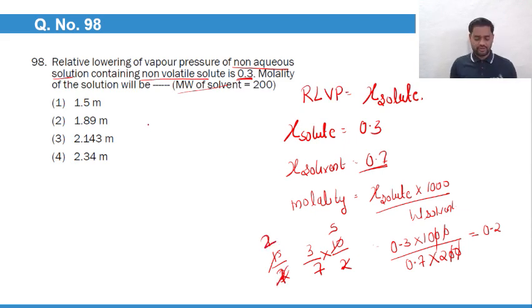Something around 2. So the right answer will be what? Something around 2. It is more than 2 as a matter of fact. That's why we have not taken 1.89, we have taken more than 2 value. So 98, option number 3 is the right answer.